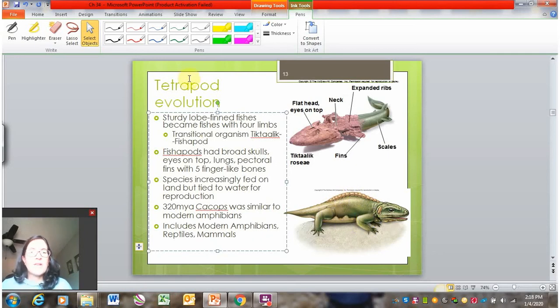So tetrapods, this group, this name tetrapod, includes the modern day amphibians. It also includes reptiles and mammals. So we're all considered tetrapods.